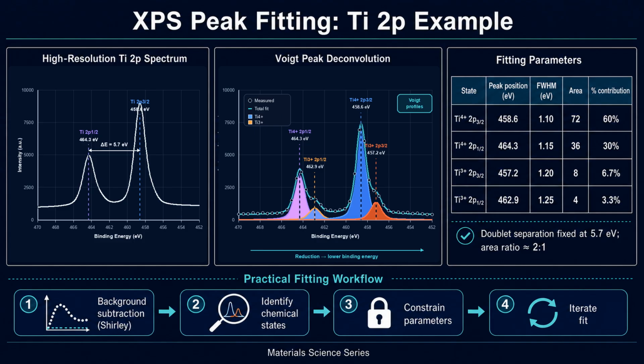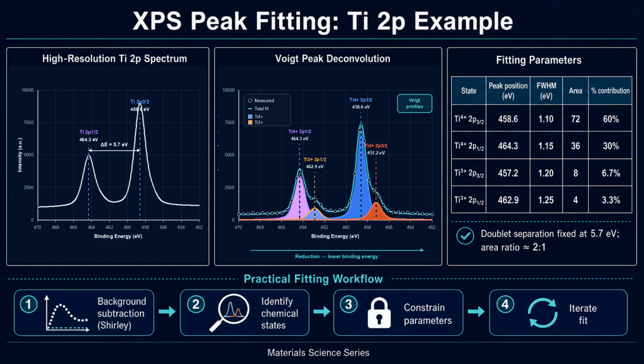Peak fitting involves several steps. First, subtract the background, typically using Shirley or linear methods. Then identify expected chemical states from literature binding energies. Fit peaks using appropriate line shapes, usually Voigt functions combining Gaussian and Lorentzian contributions. Constrain physically meaningful parameters. Spin-orbit splitting and area ratios should match theory. Iterate the fit to minimize residuals.